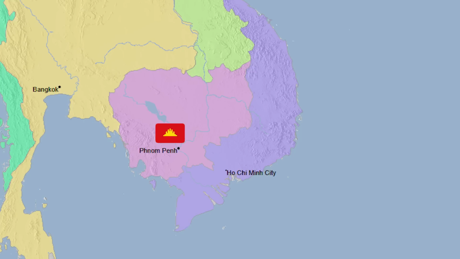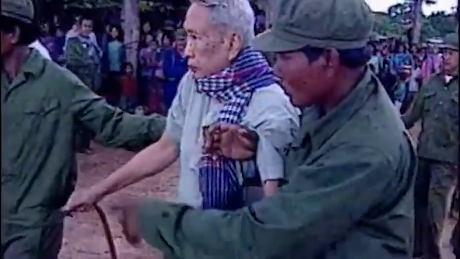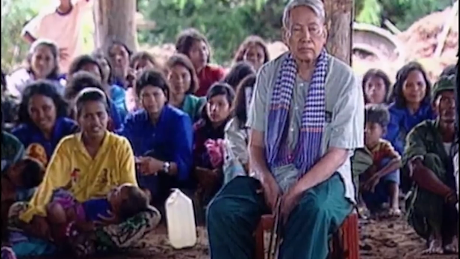Cambodia held its first multi-party elections in 1993, resulting in a coalition government. An aged Pol Pot was found and placed under house arrest in 1998, but died soon after, possibly a suicide.